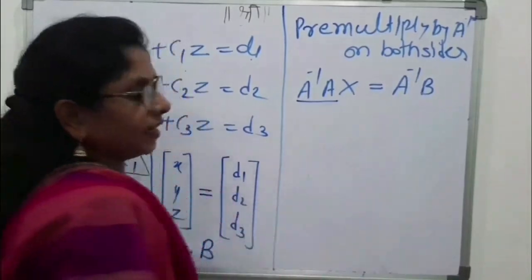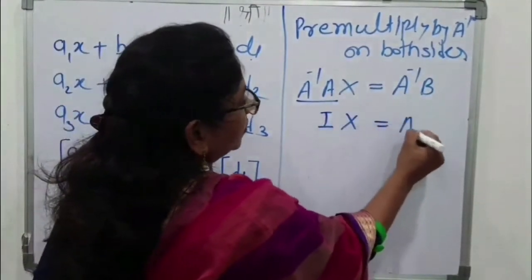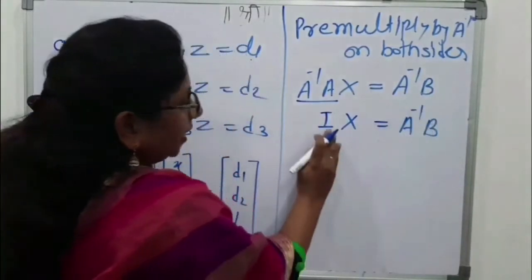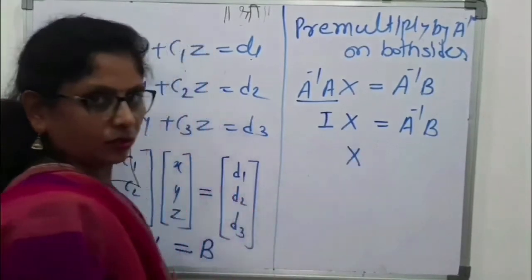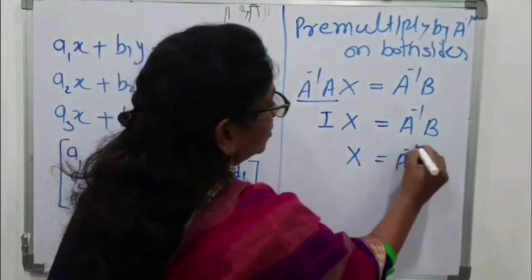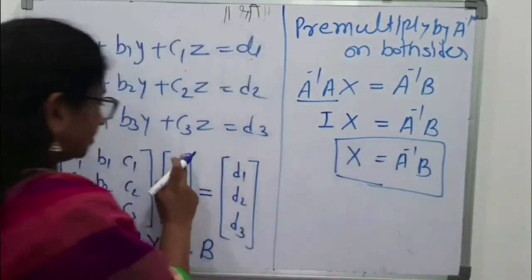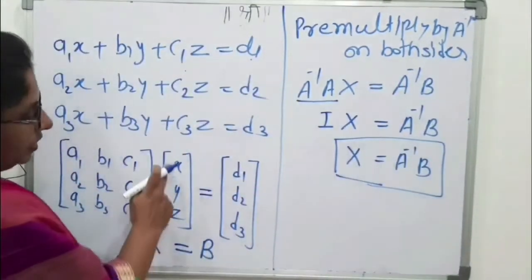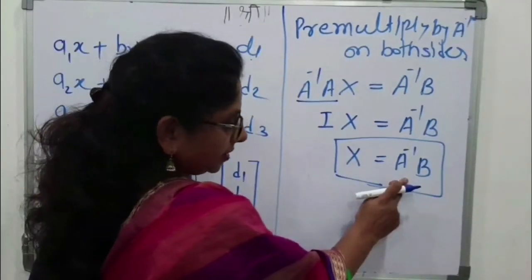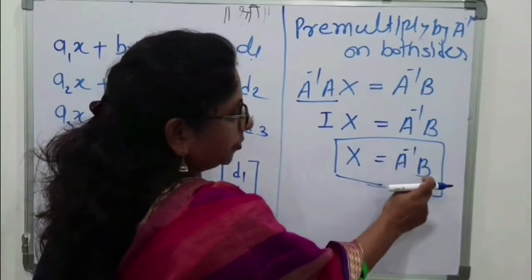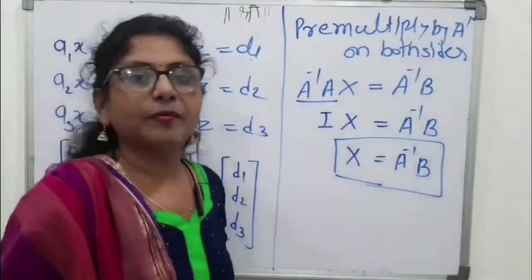Now A inverse into A is I, so I X equals A inverse B. Any matrix into the identity matrix is that matrix only. So if we want to find the variable matrix, meaning the values of x, y, z, we have to do multiplication like this: A inverse into B. Understood? Now we will solve the examples.